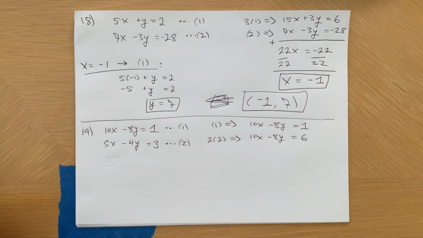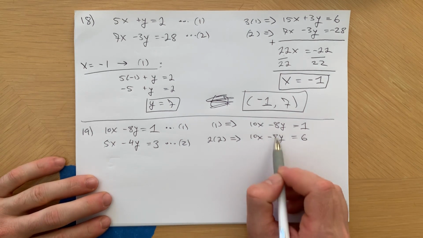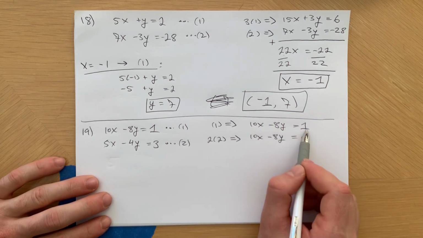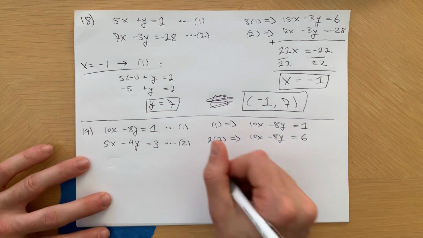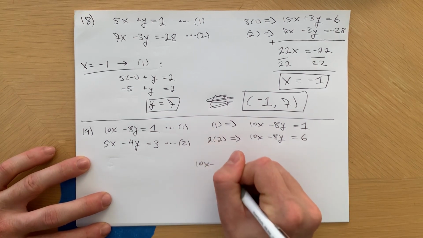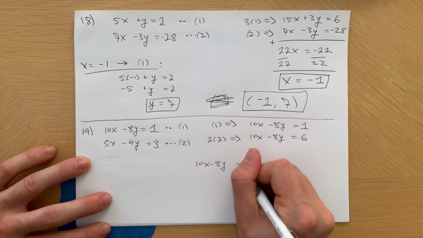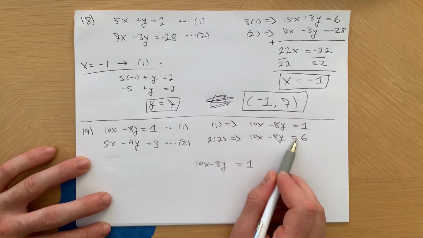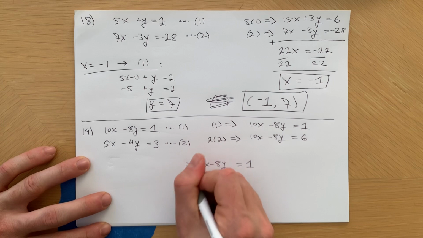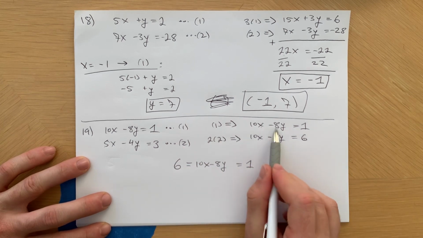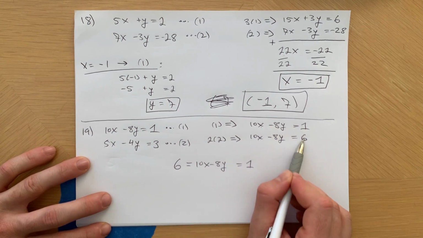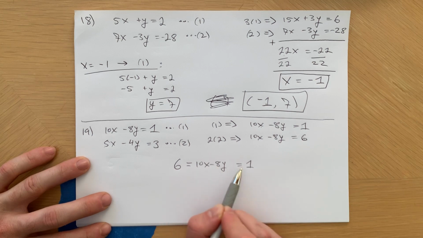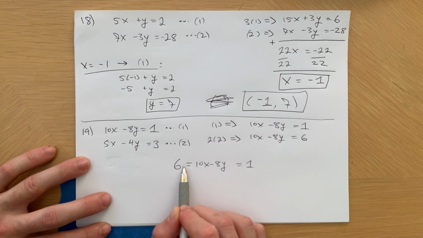But if you notice here, what goes on is that these are two of the same thing. So we have 10x minus 8y is equal to 1. But at the same time, 10x minus 8y is equal to 6. So you see, 10x minus 8y is 1, but 10x minus 8y is also 6.